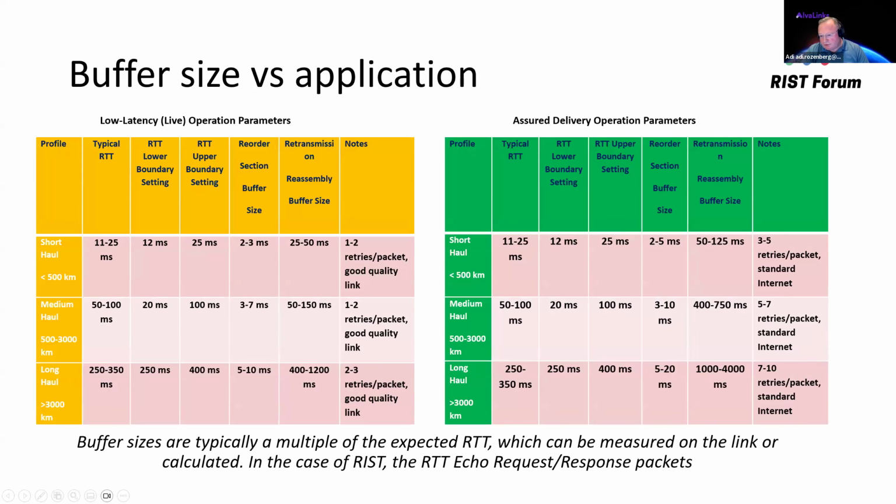In the document, we created two types of applications or use cases. One is the low latency live operation parameters. Another one is assured delivery. I'm not going to go over those two tables right now, but you can see on the left that these are time-critical applications, and what we basically want to say is that you need to lower the number of retransmissions, and by that lower the latency buffer of the receiver. On the other end, with assured delivery, you want to increase the retransmissions as much as possible to make sure that you are able to overcome any trouble on the network.